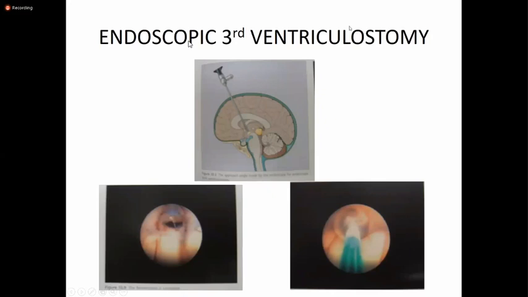This is the procedure that I have told you: endoscopic third ventriculostomy. I had told you that we pass the endoscope into the ventricular system. This is the third ventricle. We make a small fenestration here like this, and it communicates with the subarachnoid space. So rather than passing the CSF through the VP shunt catheter, the CSF is diverted directly into the subarachnoid space, from here to here. So this procedure is known as third ventriculostomy.